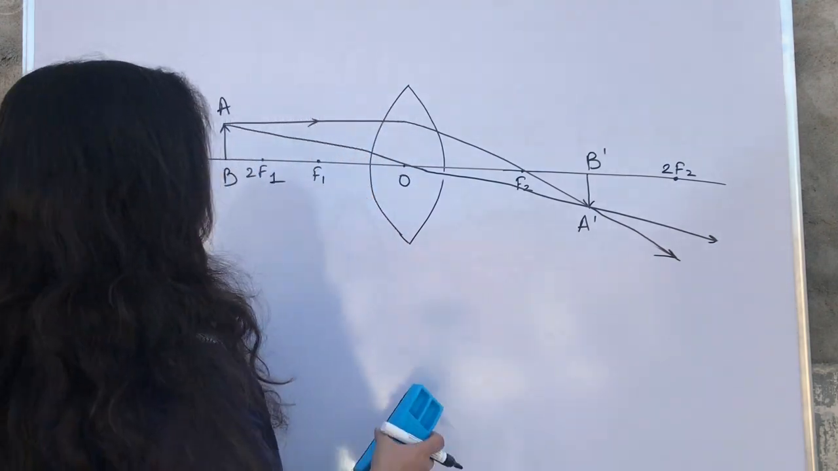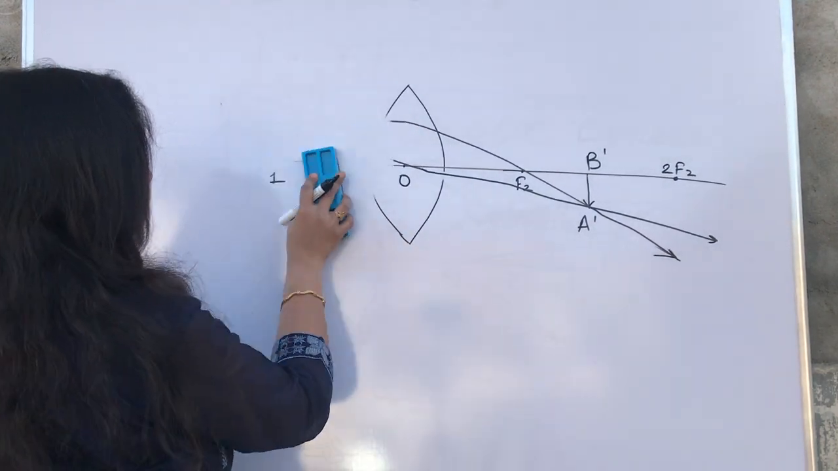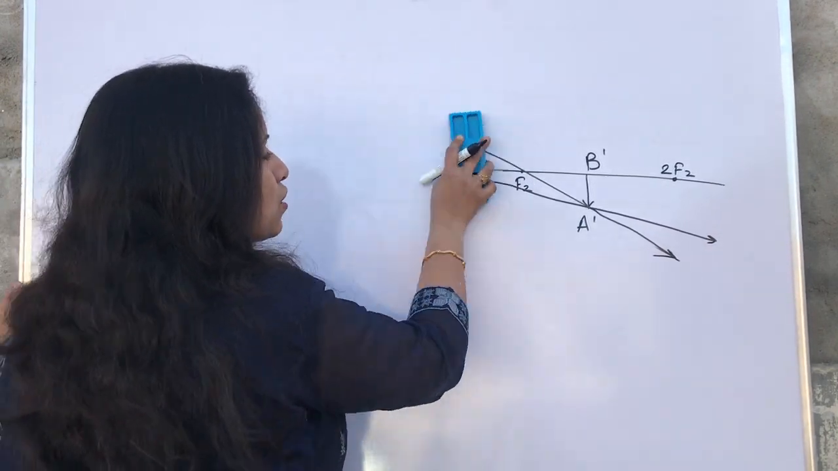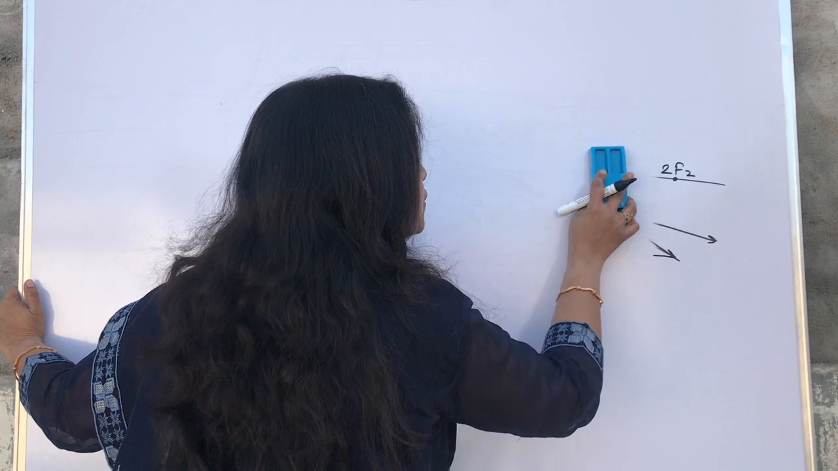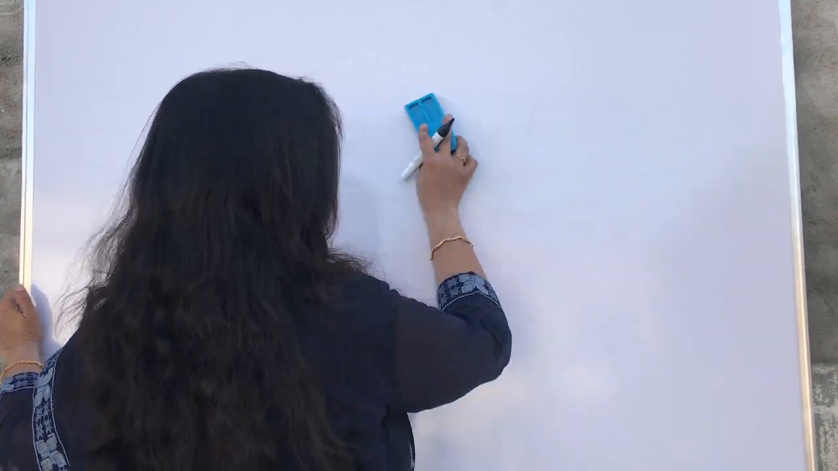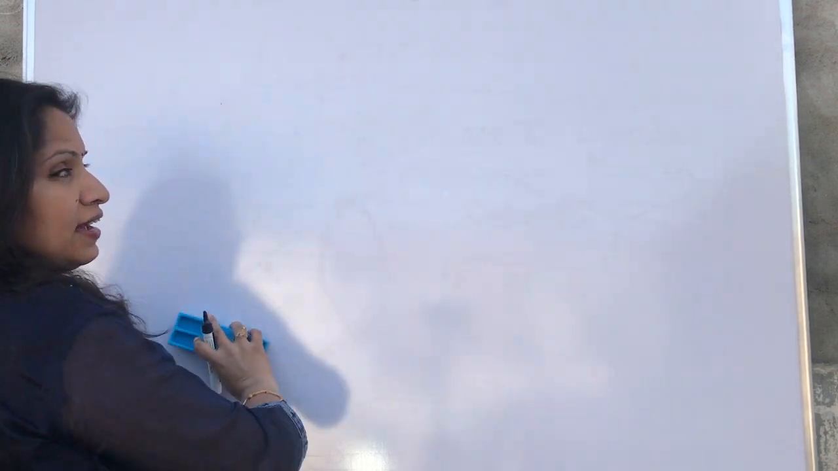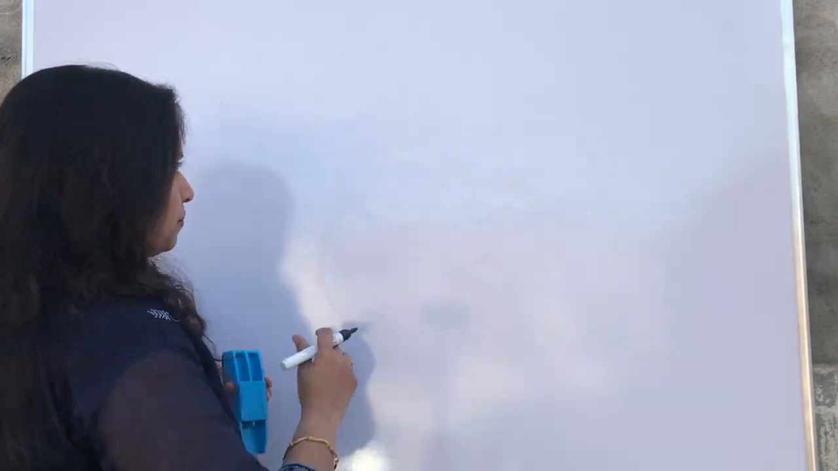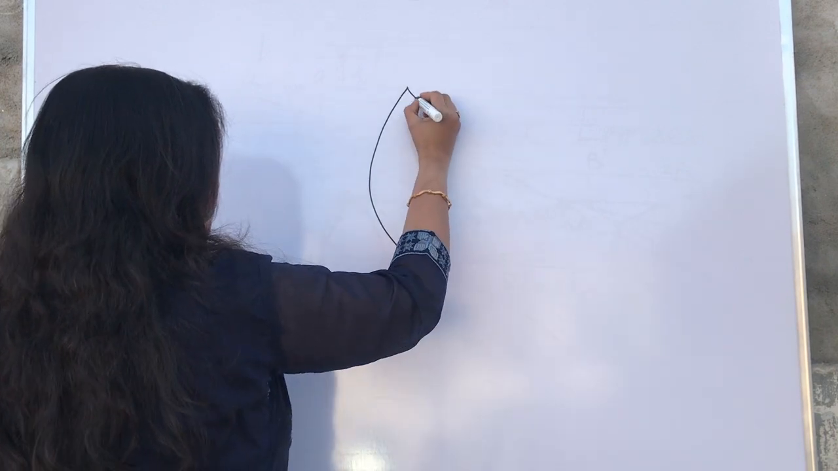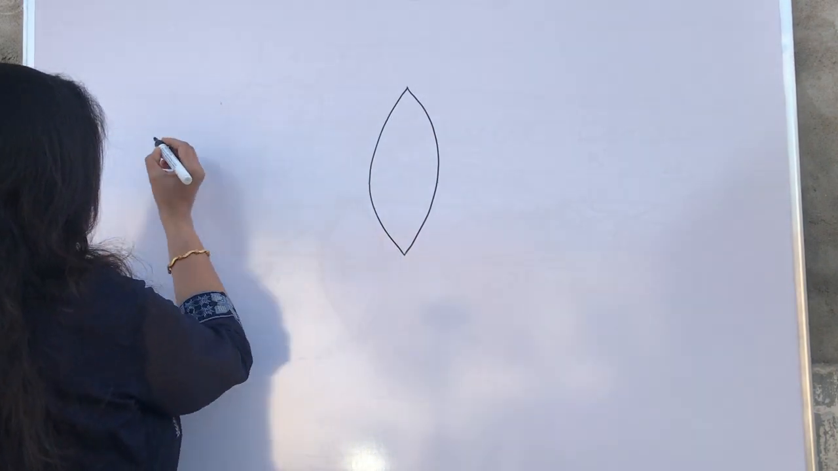Okay, so now we are again going to bring our object even closer, as we did in the case of concave mirrors. So now where are we going to place our object? We are going to place it at 2F1. Okay, place the object at.